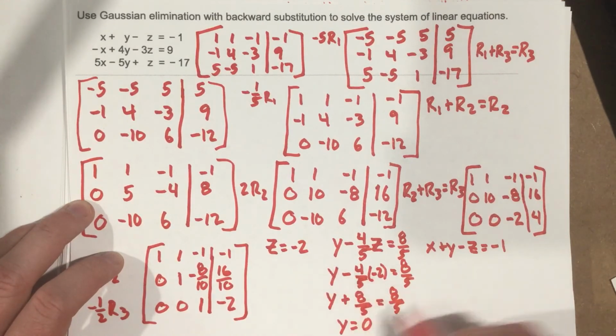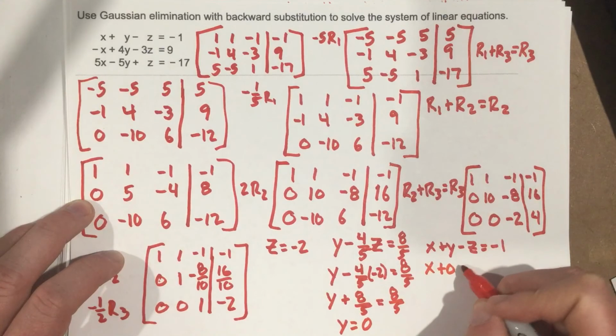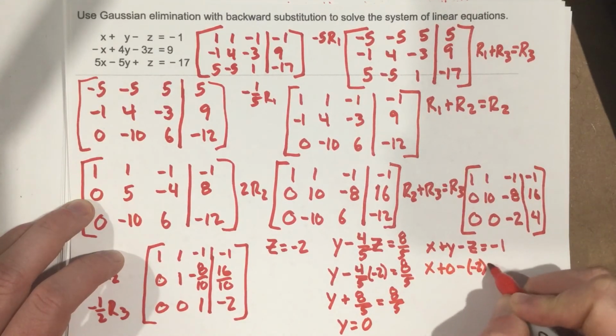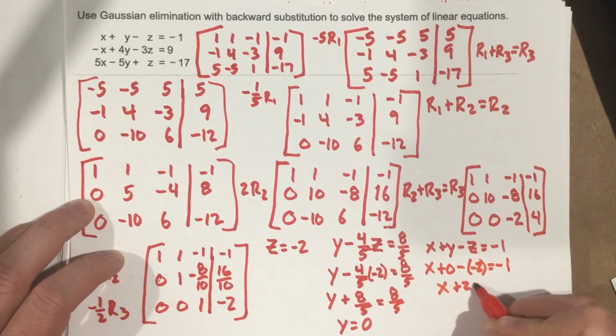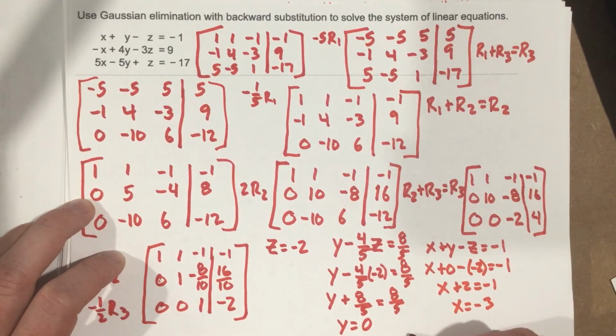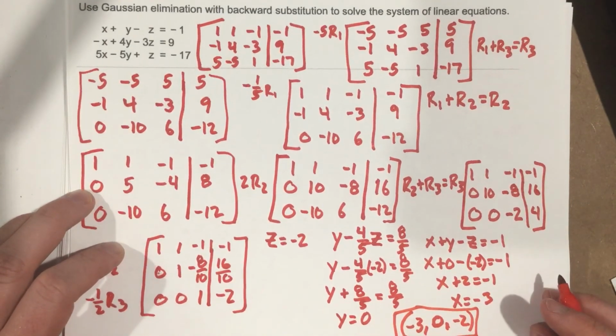Now we're going to take both of these, plug them in here. So you have x plus 0 minus negative 2 equals negative 1. This will give you x plus 2 equals negative 1. Subtract it, x equals negative 3. Write your ordered triple then, so we end up with negative 3, comma, 0, comma, negative 2. And that's your solution for the problem.